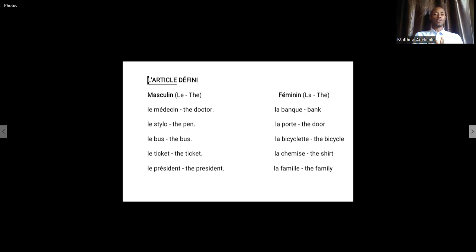Then for this session, masculine, our THE is le, all right? So words that are masculine, we qualify them with le. For example, on the screen, le médecin, le stylo, le bus, le ticket, le président. And then for the feminine, le féminin, we use la to qualify them. That means that our THE for feminine is la. For example, la banque, la porte, la bicyclette, la chemise, la famille.